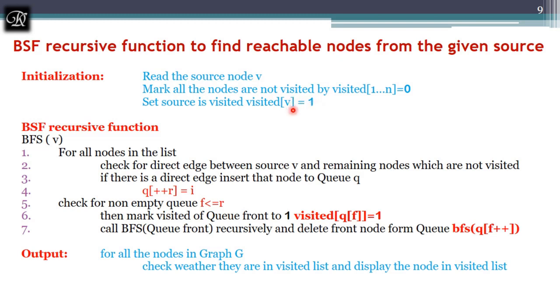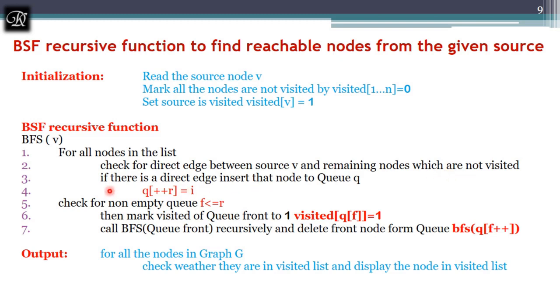And now I am going to call the BFS, breadth first search algorithm, with the node I have visited. If I take 1 as the source node I have visited, now what will it do? It will check all the nodes in the given adjacency list. Check for a direct edge between source V and the remaining nodes which are not visited. So you have two conditions here. It should have a direct edge between source V and the remaining nodes, and the nodes should not have been visited by any other route.